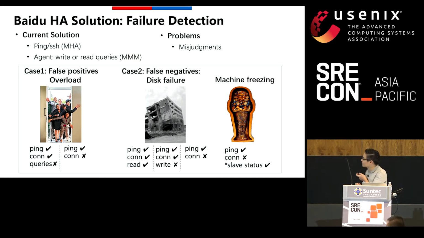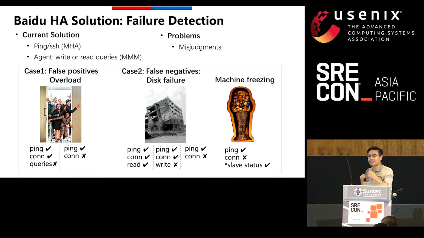Okay, let's see the third case, the machine freezing. I'm not sure whether you have met it, because in Baidu, when a machine is down, it is mostly just freezing, not really down. You ping the machine port, it is okay. You ping the MySQL port, it is also okay, but it just can't work. So at this time, when we ping the MySQL port it is okay, but the connection fails. This is a little like the overload, right? So it also needs to be distinguished at this time.